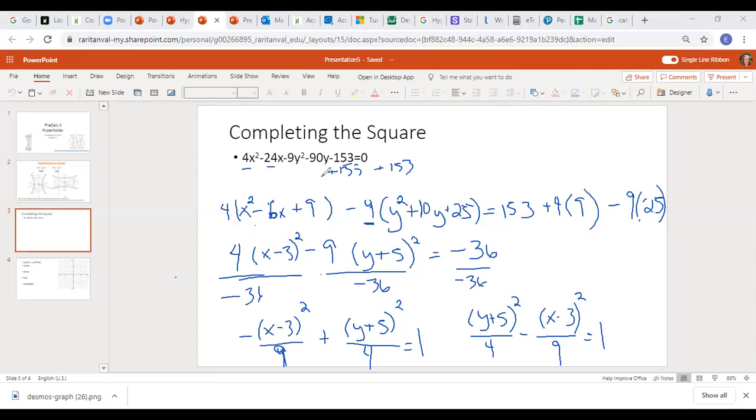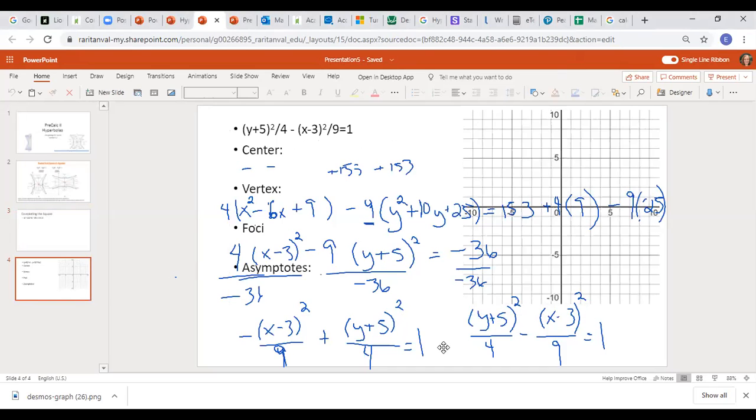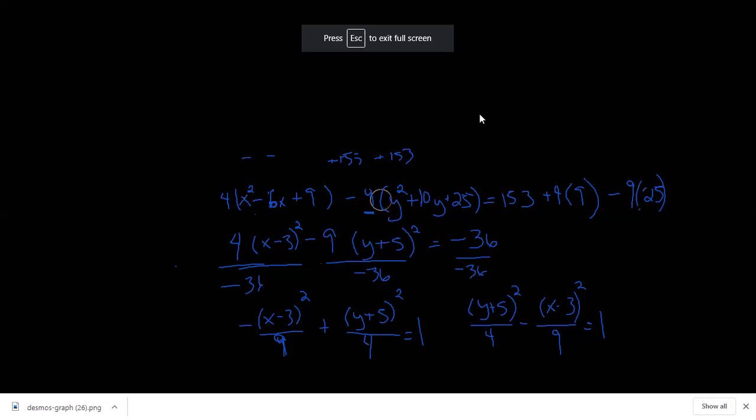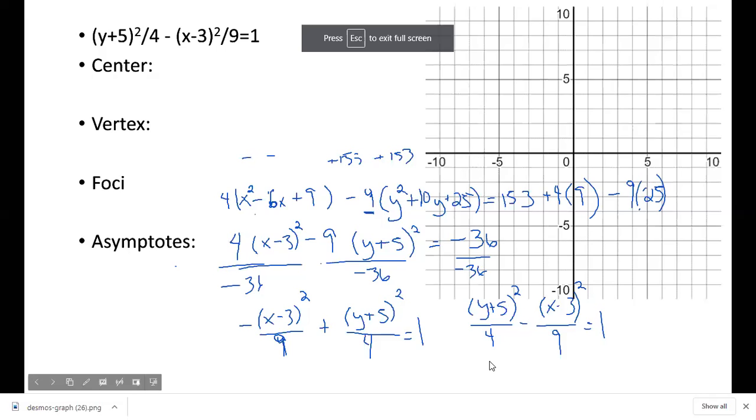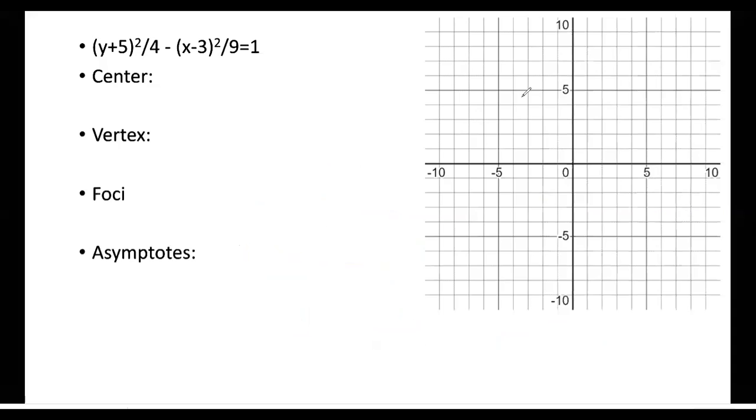I don't know how I exited out of slideshow, but I'm going to go back to slideshow, and I'm going to clear all of this stuff from the previous. So now we have up here, I've just rewritten the equation that we had on the other page.